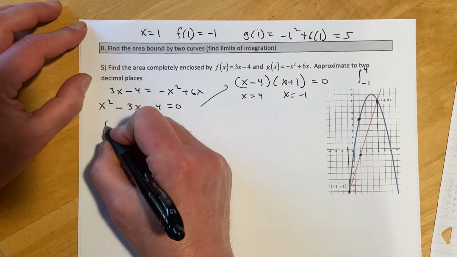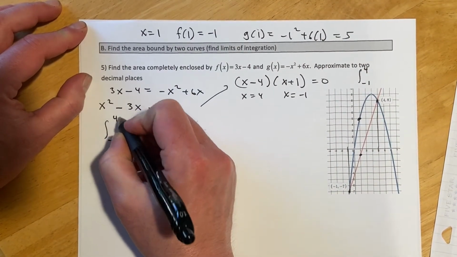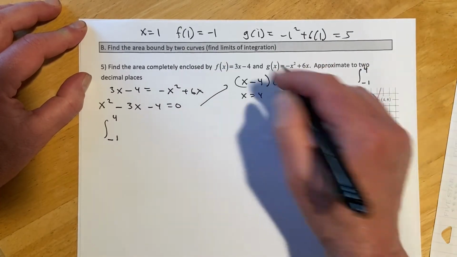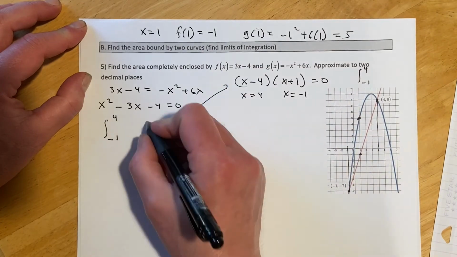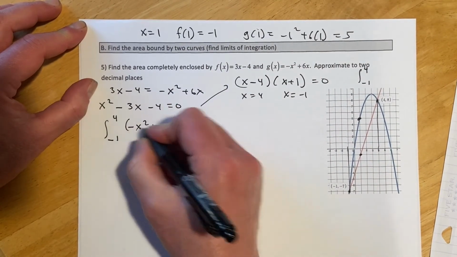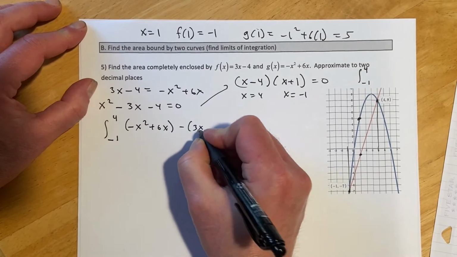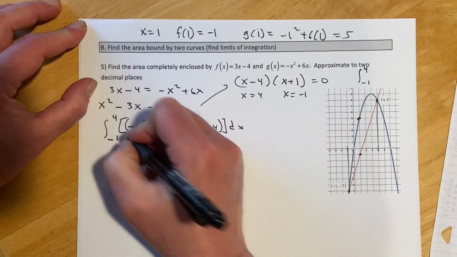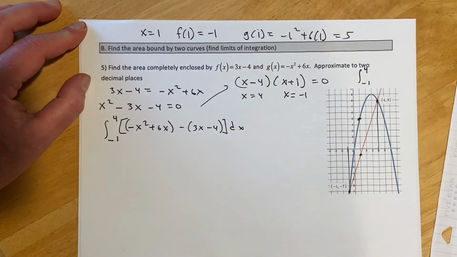So to set my integral, we're going to go from negative 1 to 4, and then whichever one I just said, it is the parabola minus the line. So that is what we would be trying to find.